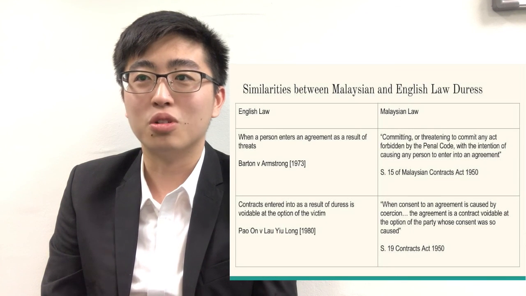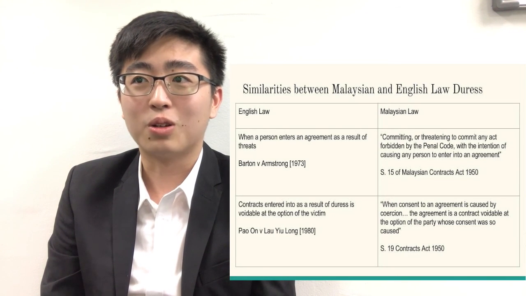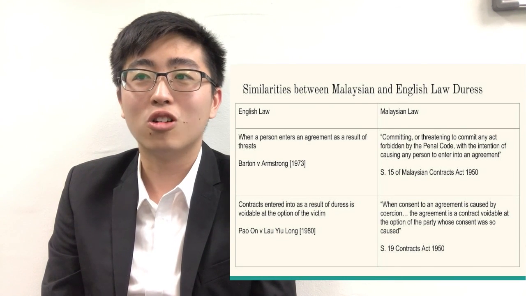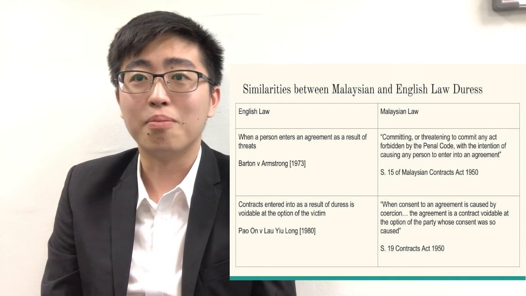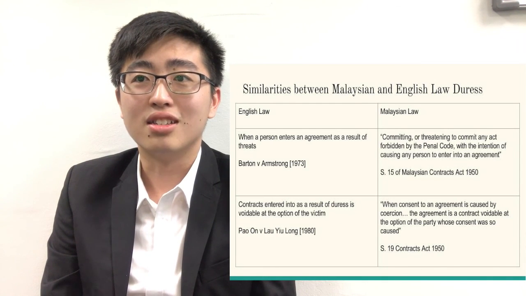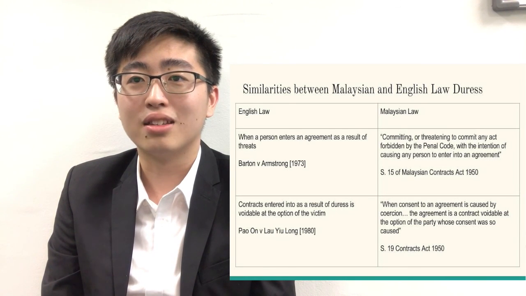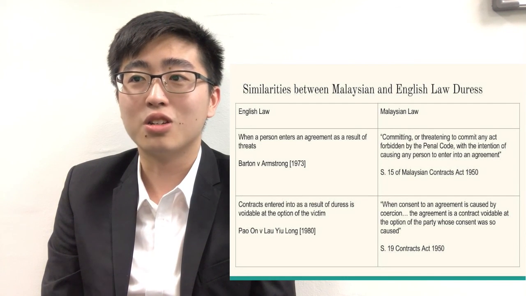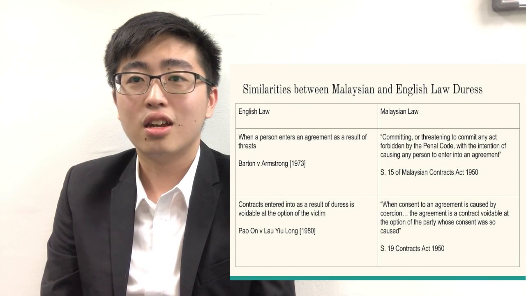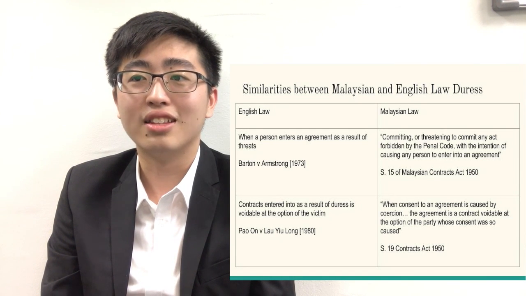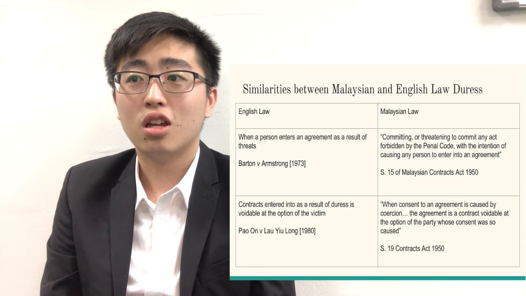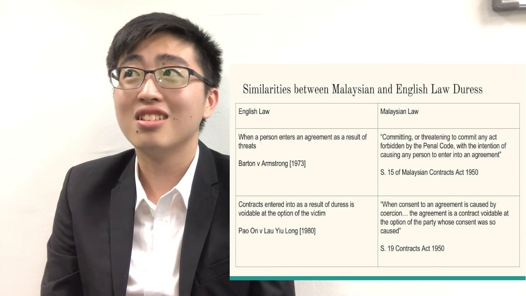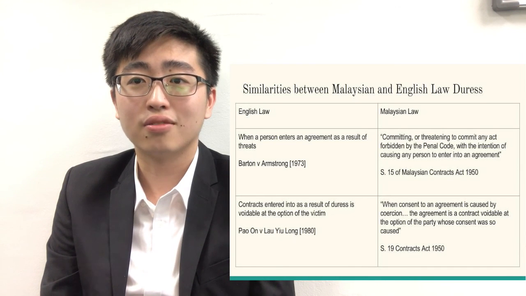There are similarities between the approaches of the English and Malaysian law of contracts towards duress as a vitiating factor. The first similarity is that both laws carry the same meaning of duress, which is when an agreement is entered into as a result of threats. In English law, it can be found in the case of Barton v Armstrong, while in Malaysian law, it can be found under Section 15 of the Malaysian Contracts Act 1950, which states committing or threatening to commit any act forbidden by the Penal Code with the intention of causing any person to enter into an agreement.